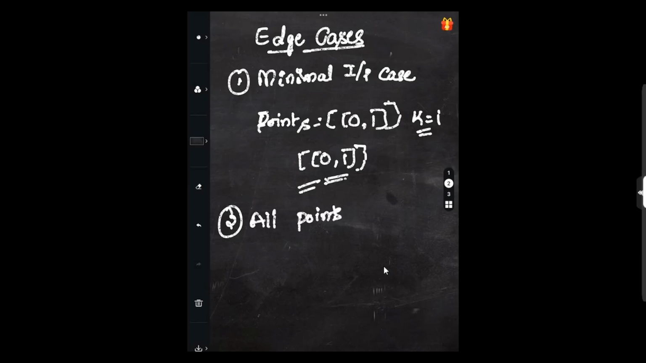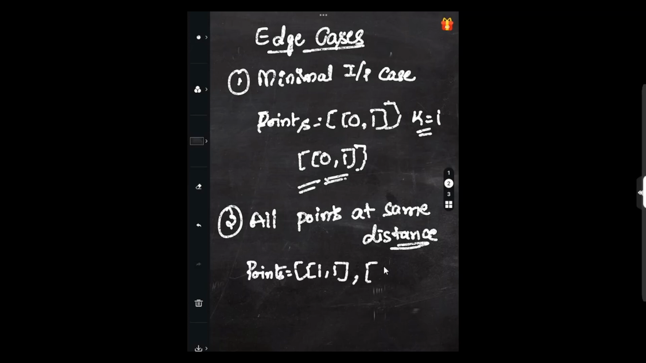Let me give here all points at same distance. When I say all points at same distance, let me consider the input here. Points equals 1, 1, minus 1, minus 1 here, and 1, minus 1, and same thing, minus 1, 1, and here let me give K equals 2 here.